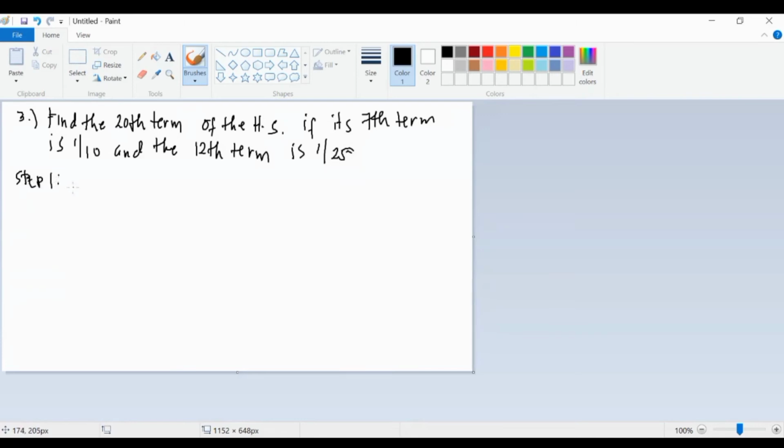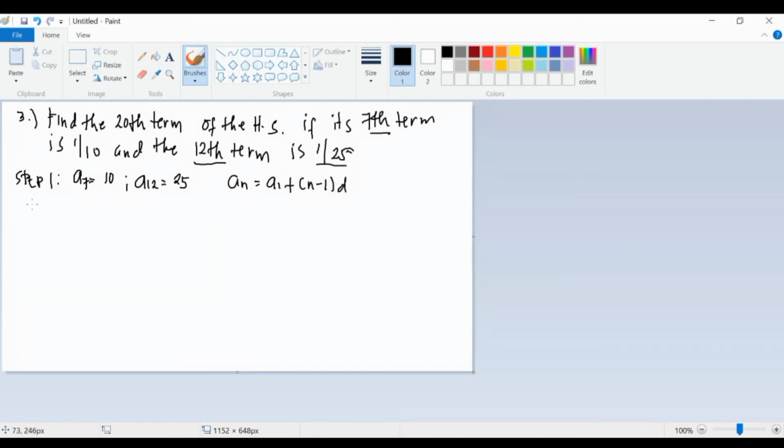You're going to find the reciprocal of the given terms, and then you're going to use the nth term for the arithmetic sequence. So based from the given, our a sub 7, the 7th term, is 1 over 10. The reciprocal of 1 over 10 is 10. So our 7th term is 10. And then we have a sub 12 from the given 12th term, 1 over 25. So the reciprocal of 1 over 25 is 25. And then we're going to use the formula a sub n is equal to a sub 1 plus the quantity n minus 1 times d.